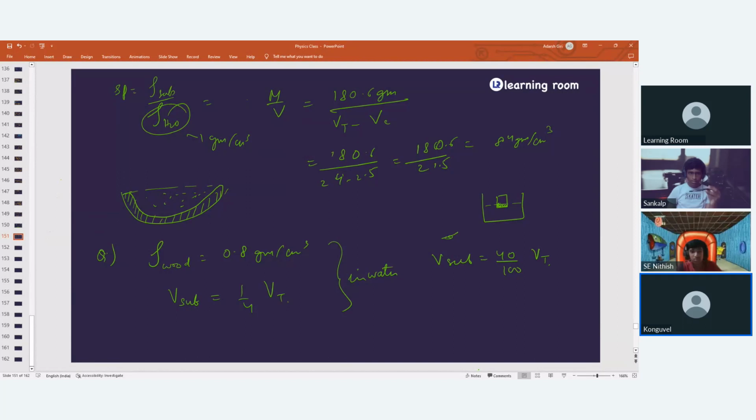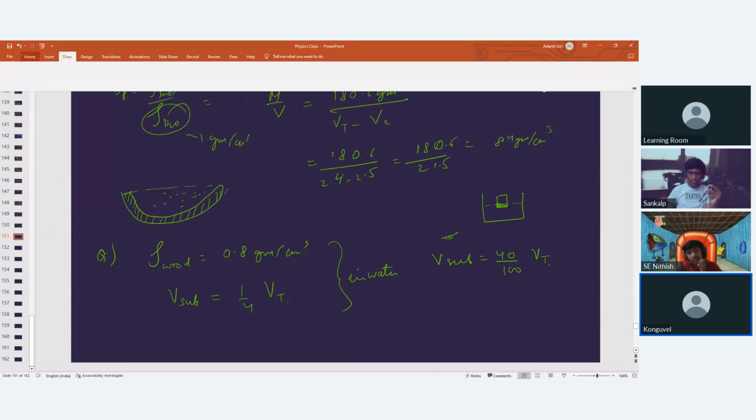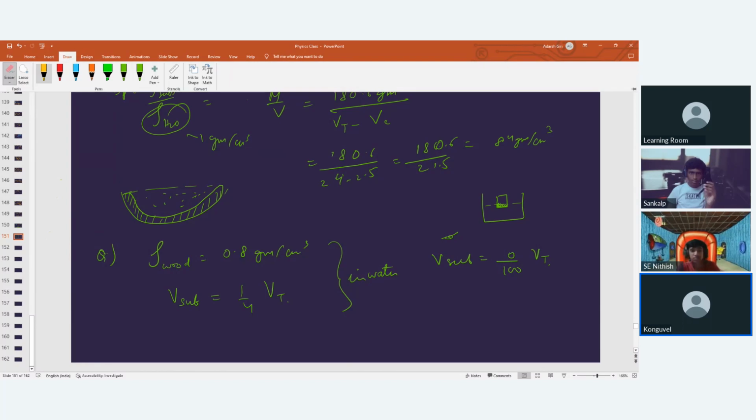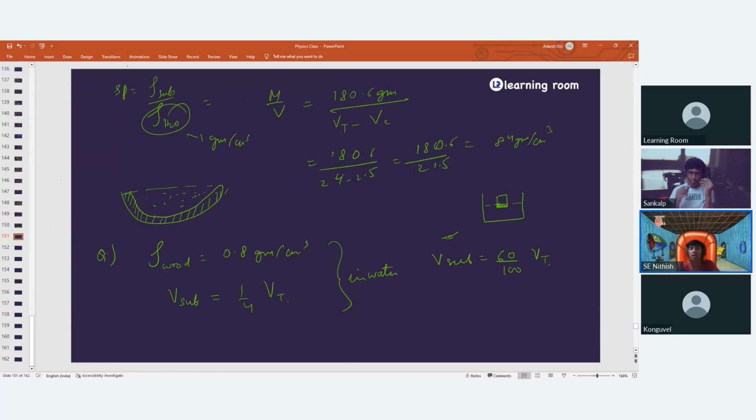In oil, the block floats with 60% of its volume submerged. The density of wood and oil are supposed to be found, respectively. The volume of the submerged part is 6 by 10 into VT, that is 3 by 5 VT.